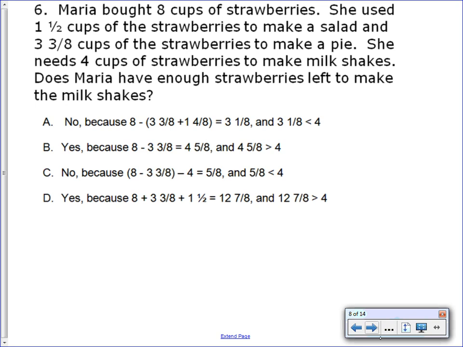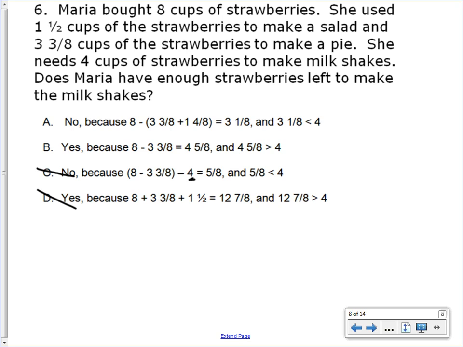All right, number 6. Maria bought 8 cups of strawberries. She used 1.5 cups of the strawberries to make a salad and 3 3/8 cups of strawberries to make a pie. If she's using that amount, then you would not add back to it, because she starts with an amount and she's going to use it. So that would be subtracting. All right, so D would automatically be out. She needs 4 cups of strawberries to make milkshakes. So she didn't use 4 cups. That's just what she needs to make milkshakes. So C would also be out because what they did was subtract the amount that she needed for milkshakes.